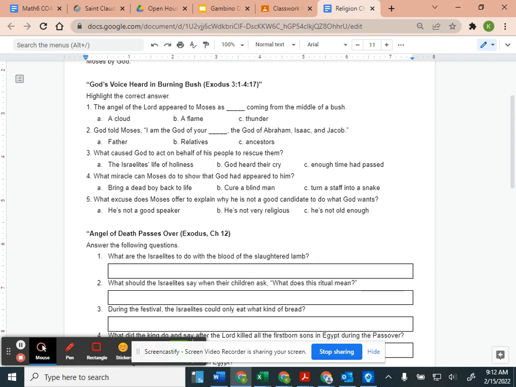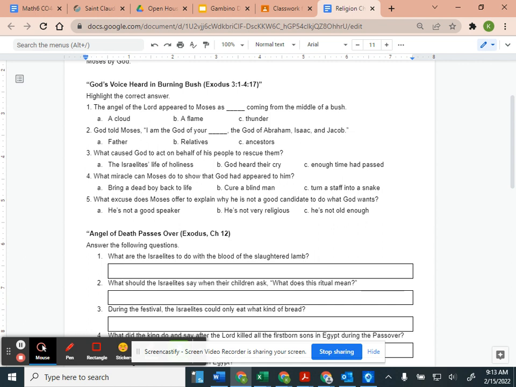But, said Moses to God, if I go to the Israelites and say to them, the God of your ancestors has sent me to you, and they ask me, what is his name? What do I tell them? God replied to Moses, I am who I am. Then he added, this is what you will tell the Israelites. I am has sent me to you. So this is a very important, this is the naming of God. His name is I am.